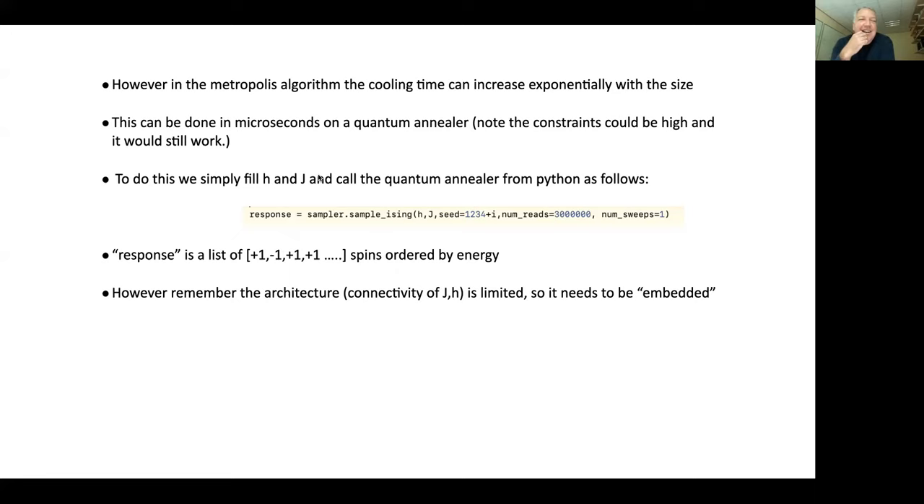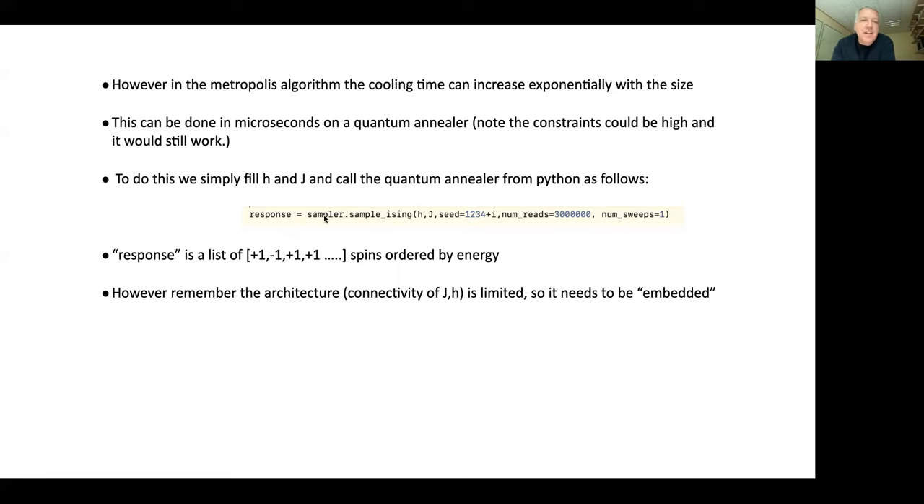So it really just tunnels down to the solution in microseconds. The way that you would do it on the quantum annealer, in case you're wondering how do I actually access this thing, you can Google D-Wave, and you'll see that everything is done from within Python. You can just write a little Python program, and there are libraries for everything.